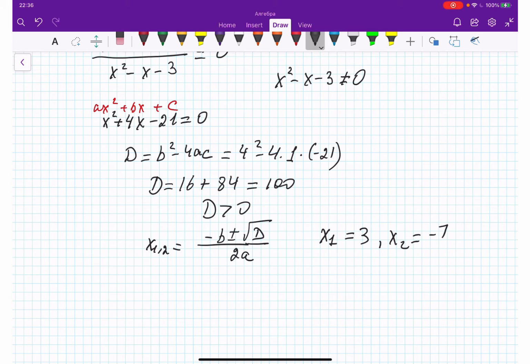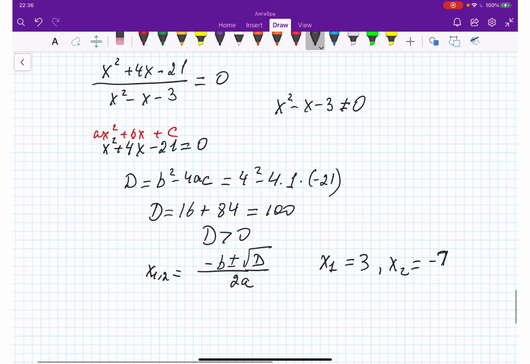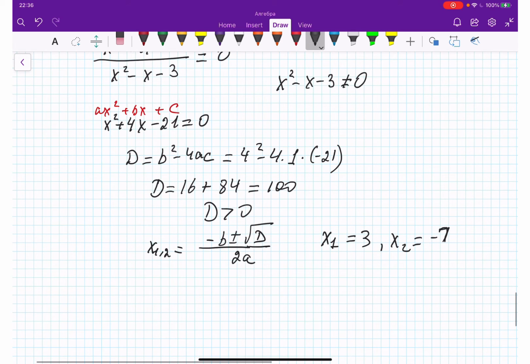So how are we going to figure out if these solutions, 3 and negative 7, satisfy this equation? There are two choices. One, you can factor the denominator and solve it, and this way we will find out what x cannot be. The other way, which I like better, is to just plug these answers into the denominator and see if you get 0 or not. We don't even need to solve it. As long as it's not 0, that's all that matters.